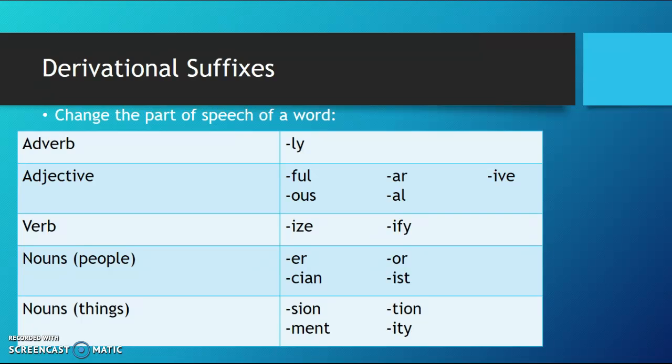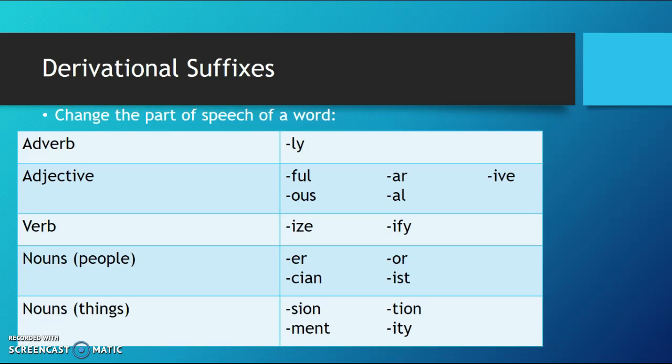Adjectives, to create adjectives, we have multiple derivational suffixes. So you can take the noun joy, for example, and you can be joyful, or you can be joyous. Verbs, to create a verb, you add the suffixes ize or ify. So for example, the noun beauty, if you want to make someone more beautiful, you beautify them.